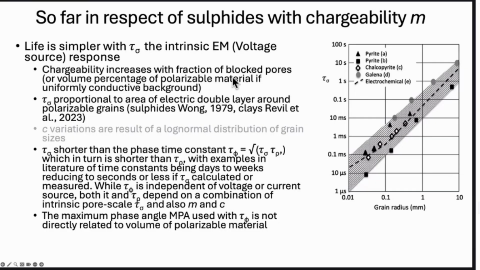Chargeability increases with the fraction of polarizable pores in a resistive host, or the volume of polarizable material if you've got a conductive host. T is proportional to the area of the double layer, so it's essentially grain radius squared. And T sigma is much shorter than the phase time constant, and also much shorter than T rho, the usual IP time constant. So days or weeks in the literature become seconds or less if we calculate or measure T sigma.